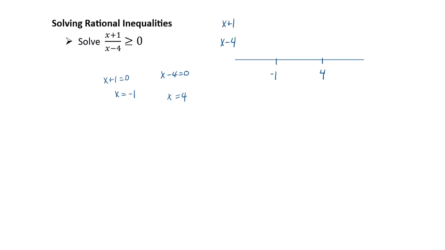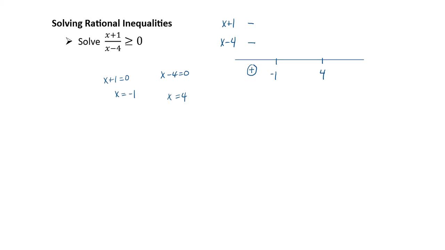Let's say -3. If I put -3 into this factor, -3 plus 1 is negative. If I put -3 into this factor, -3 minus 4 is negative. And a negative divided by a negative is positive. So any of the numbers in this interval will act on that inequality in the same way. It will make it positive.